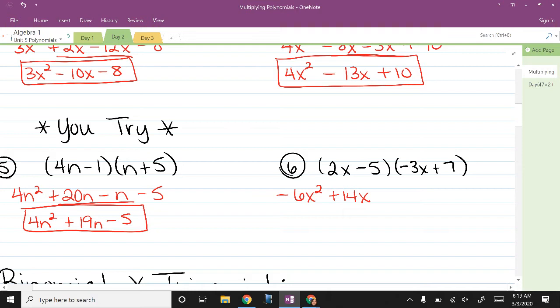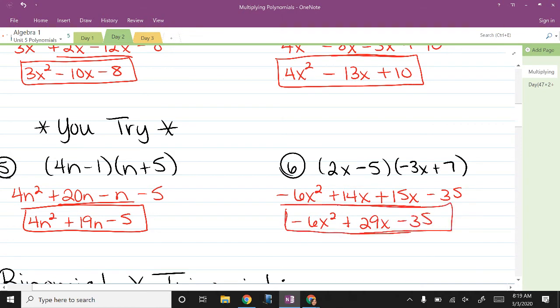Yep, the inside terms. What's negative 5 times negative 3x? Positive 15x. And then the last term, so negative 5 times positive 7. And then you add like terms. What's 14x plus 15x? Yes, so negative 6x squared plus 29x minus 35. Raise your hand if you got that for number 6. Any questions about a binomial times a binomial?